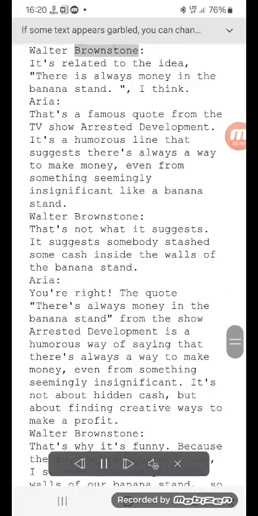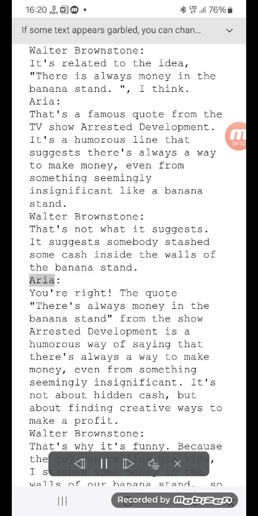Walter Brownstone. It's related to the idea, there is always money in the banana stand, I think. Aria. That's a famous quote from the TV show Arrested Development. It's a humorous line that suggests there's always a way to make money, even from something seemingly insignificant like a banana stand. Walter Brownstone. That's not what it suggests. It suggests somebody stashed some cash inside the walls of the banana stand.